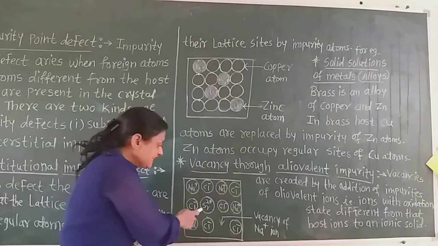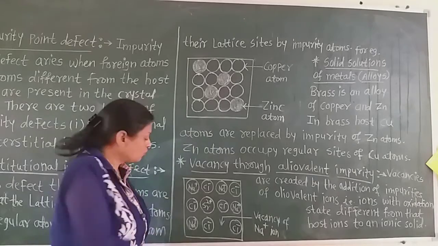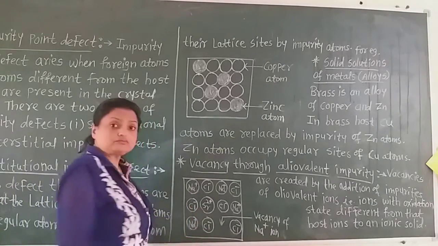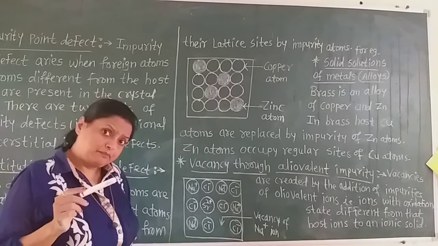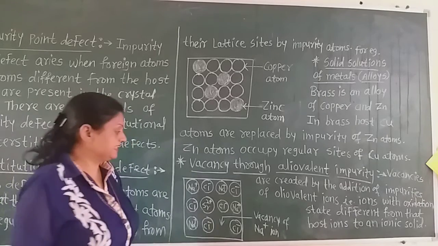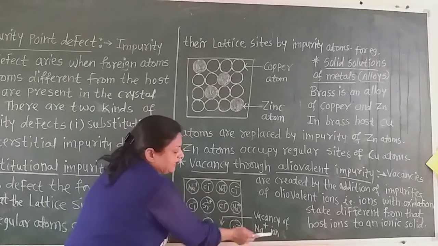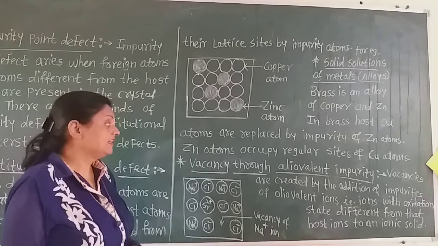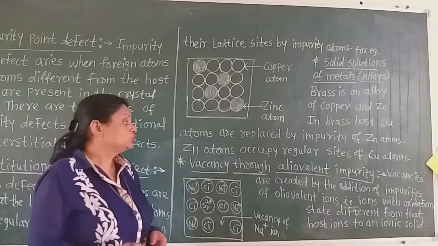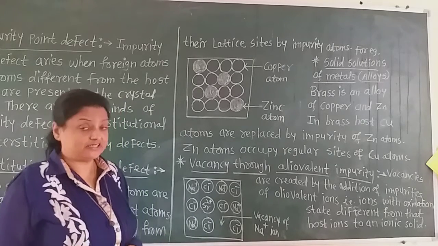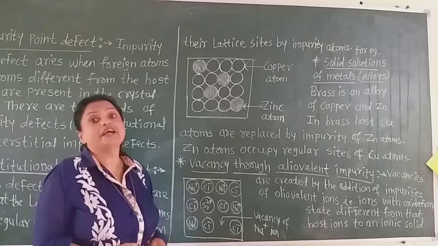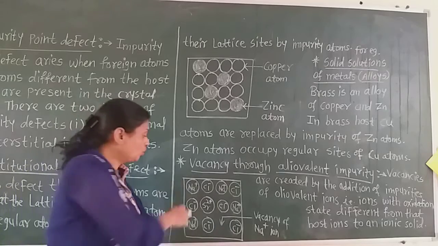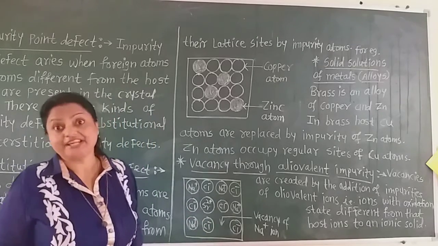One site of the sodium ion is occupied by the strontium ion, but one sodium ion site remains vacant, that is the vacancy of the Na plus ion remains. In this way, the vacancy is developed through the aliovalent impurity ions, because one higher oxidation state ion always displaces 2 lower oxidation state ions.